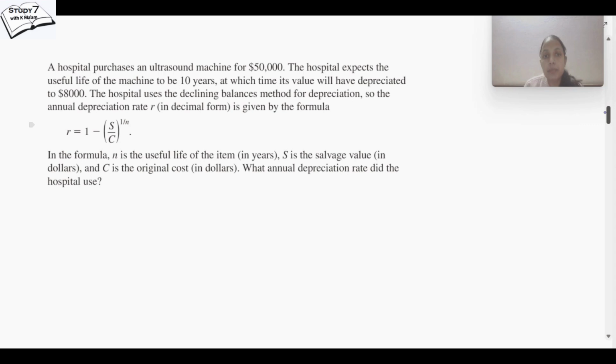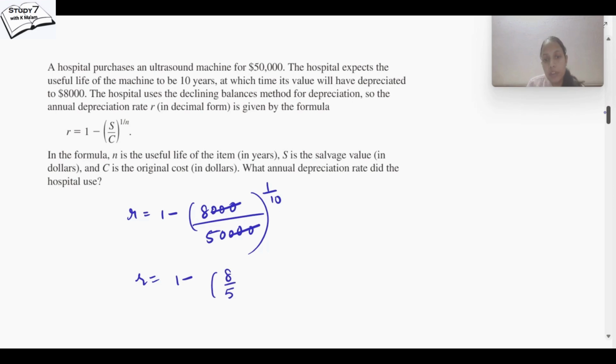S is the depreciated value. So what will be the depreciated value? C is the cost value. And N is the number of years, the useful life. So substitute: R is equal to 1 minus 8,000 over 50,000, to the power 1 over 10. 3 zeros, 3 zeros cancel. R is equal to 1 minus 8 over 50 to the power 1 by 10.